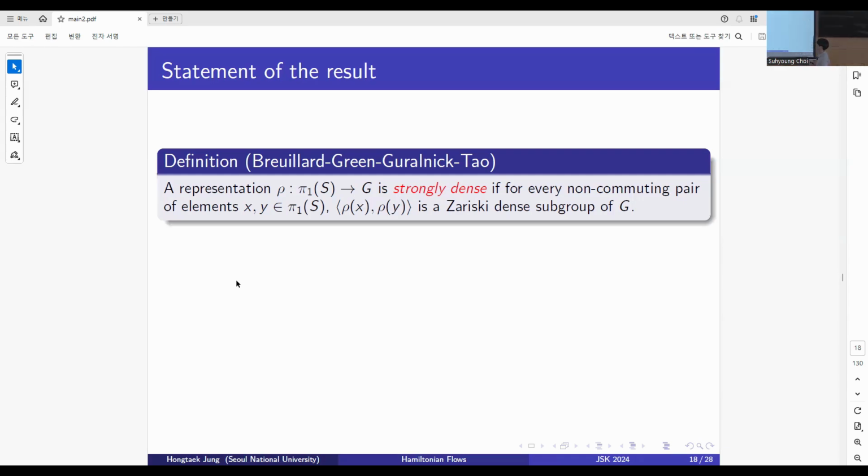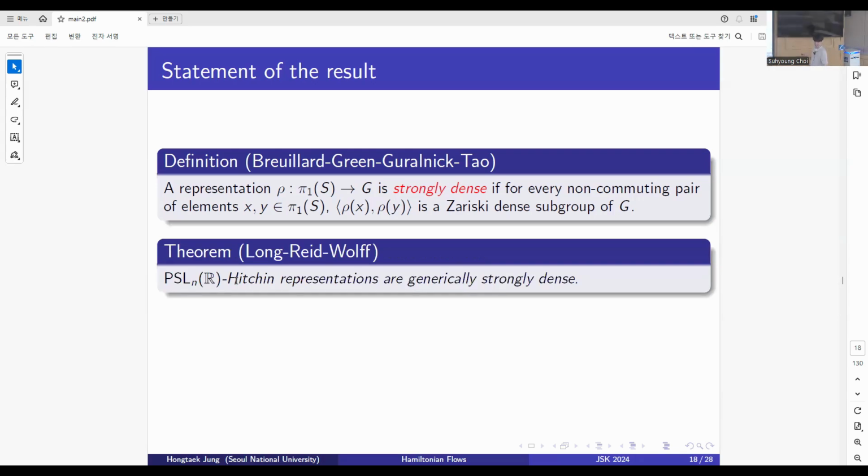And we look at the subgroup generated by rho of x and rho of y and take the Zariski closure of it. It may or may not generate a Zariski dense subgroup, but if it happens to generate a Zariski dense subgroup in G for any choice of non-commuting pair, then we call this representation strongly dense. And relatively recently, Longobardi and Wolf proved that the PSL_n Hitchin representations are generically strongly dense.